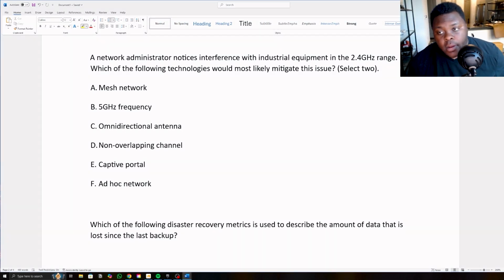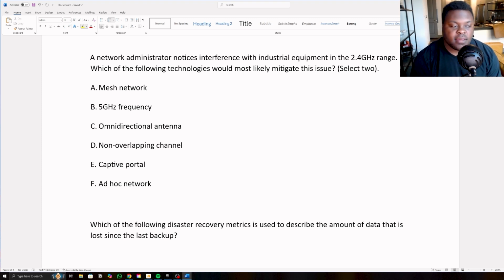And we're moving right along. A network administrator notices interference with industrial equipment in the 2.4 gigahertz range. Which of the following technologies would most likely mitigate this issue? Select 2. All right, so we're looking for some mitigation to some network interference near some industrial equipment. Answer choice A is a mesh network. Mesh networks provide some redundancy, but it doesn't necessarily mitigate the interference from the industrial equipment.